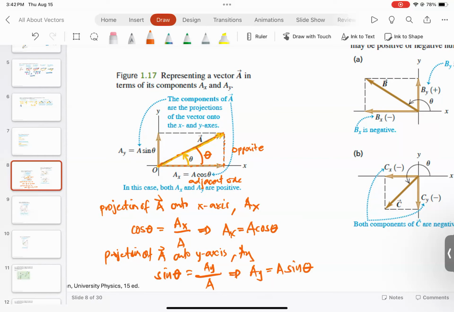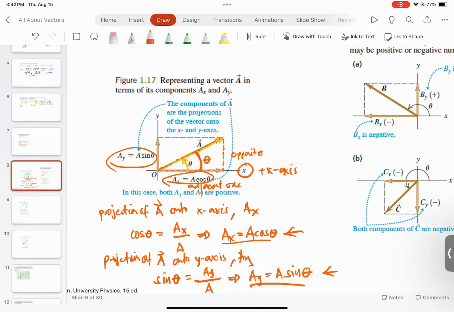There are a few things na kailangan nyo i-note dito. Remember that yung angle theta is always with respect to the positive x-axis. Okay, yung angle theta na ito is with respect to the positive x-axis. If you remember that, then you are allowed to use this equation. Kasi these equations were derived based on the idea na yung angle theta is referred to the positive x-axis.